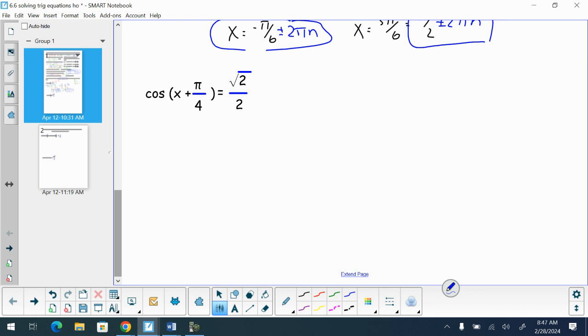You need to make sure you pull out of the radical if you have a newer calculator. If you don't hit your right arrow to get out from underneath the radical, you're going to get the square root of 2 divided by 2, which is the square root of 1, which is 1. That will give you a mistake. So we take the inverse cosine of square root of 2 over 2.